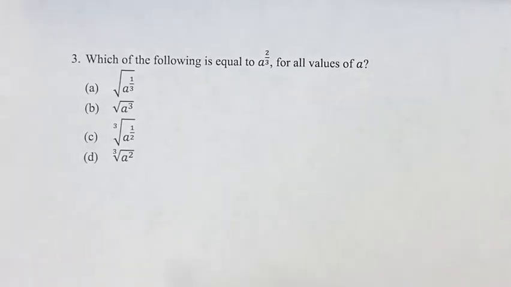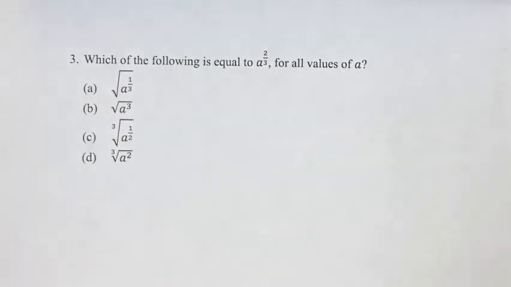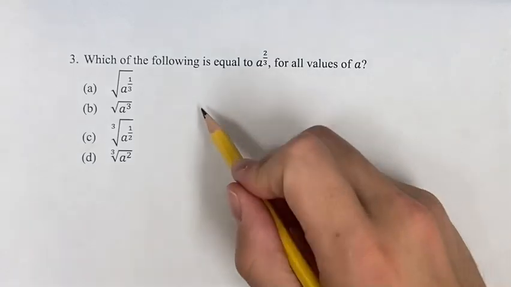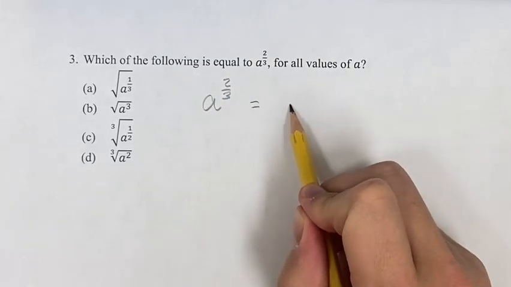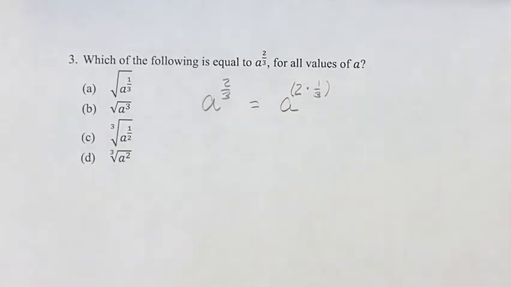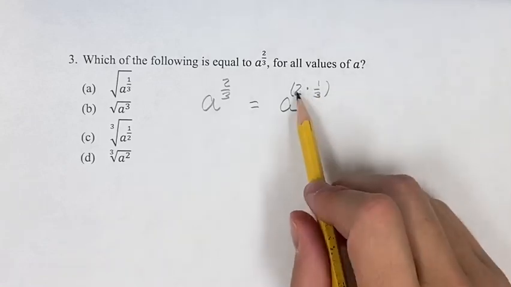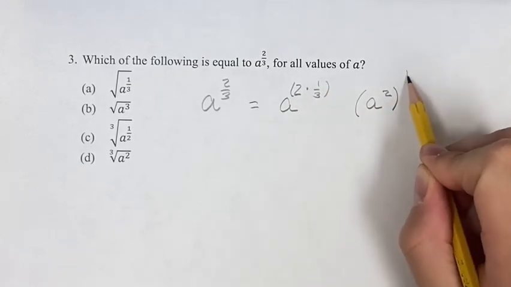In this problem, we're asked which of these following expressions is equal to a to the 2/3 for all values of a. So if we're going to take a to the 2/3, we can think of this as a to the 2 times 1/3, right? All in the exponent. And when you're multiplying exponents, that's the same as a to the 2 to the 1/3 power.